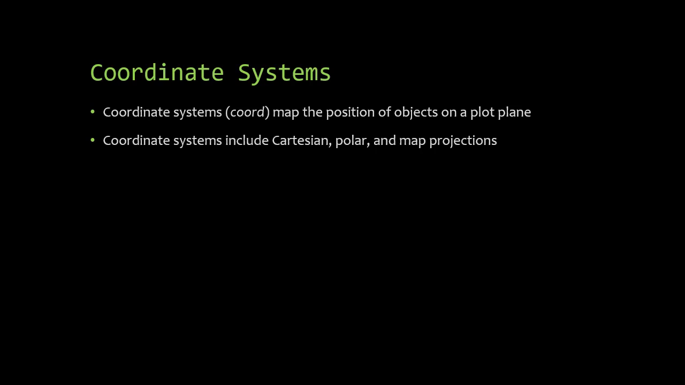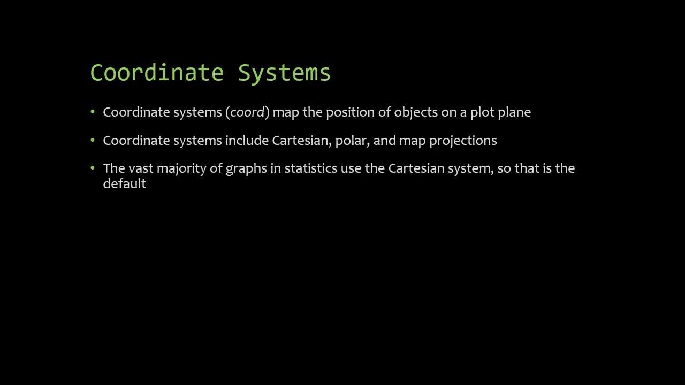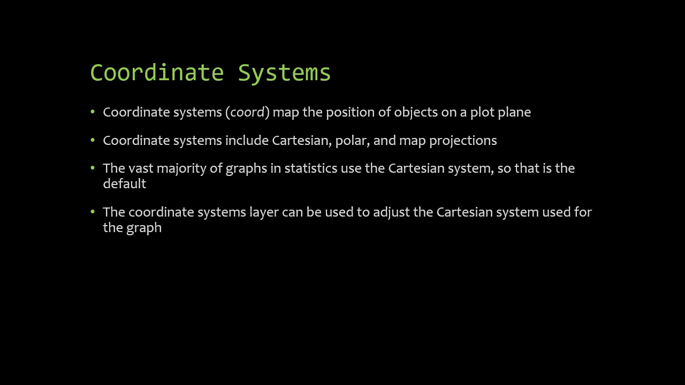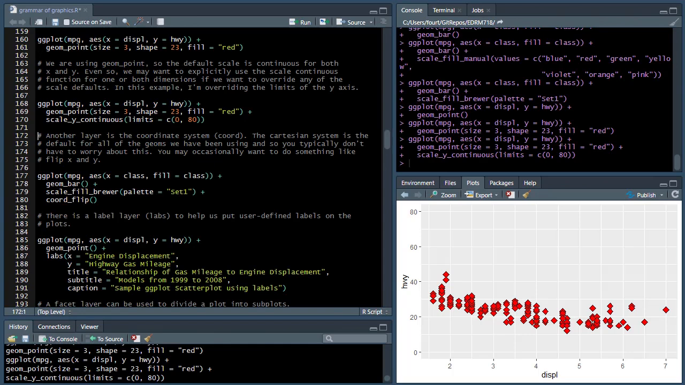However, we primarily stick with the Cartesian system when we do statistical analysis. The vast majority of graphs and statistics use the Cartesian system, so that is the default that's used. And I'm not going to take us into these other coordinate systems, but this does show the flexibility of ggplot2, that we can use different coordinate systems. The coordinate systems layer can be used to adjust the Cartesian system for the graph, and that could be useful. So let's take a look at coordinate systems in ggplot2.